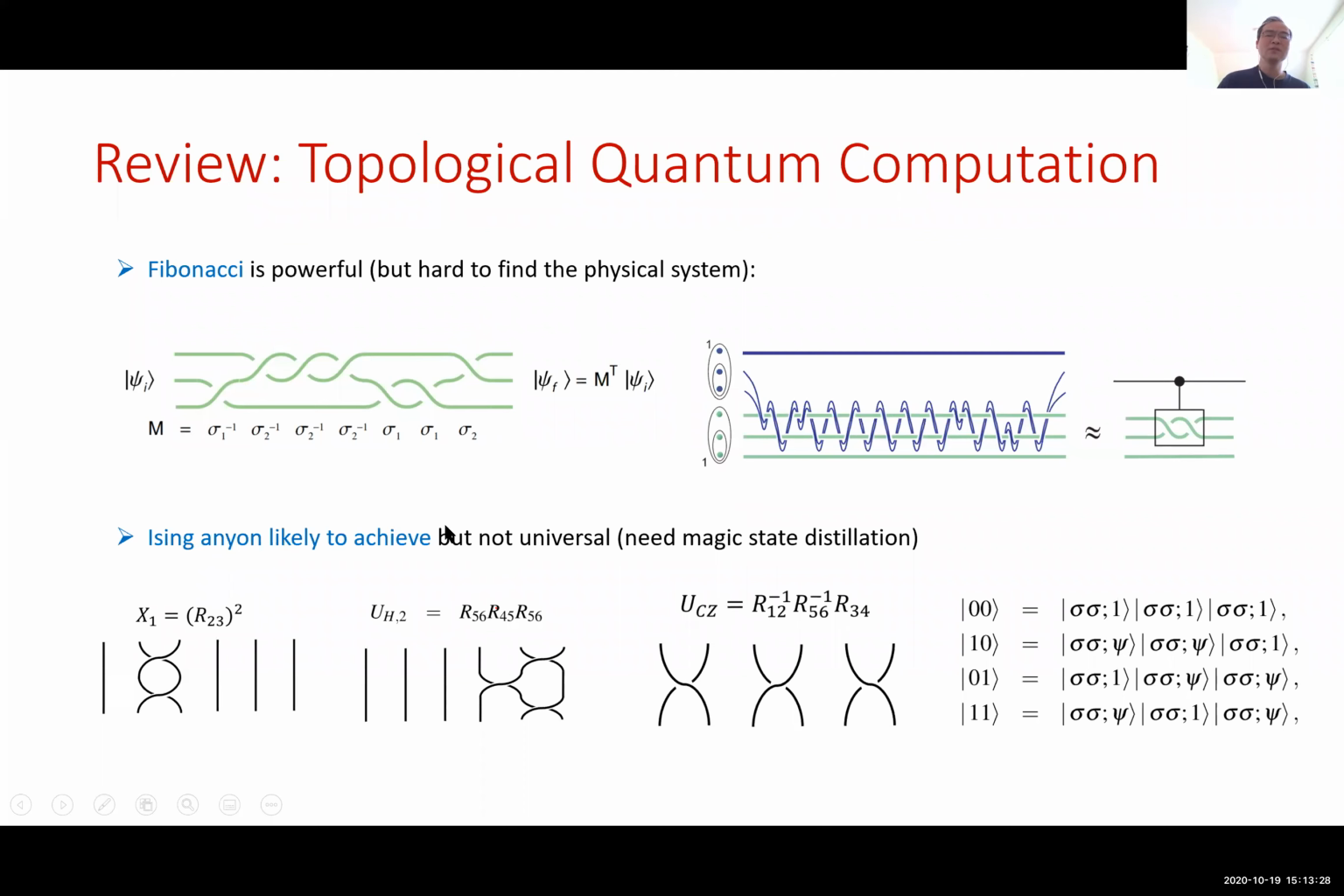Okay, so I would say the second one is easier than the first one. At least there are a few candidate physical systems that can realize these Ising anyons. But there's only one possible system in fractional quantum Hall effect that might realize the Fibonacci anyon, but it's not yet confirmed. There's no experimental evidence.